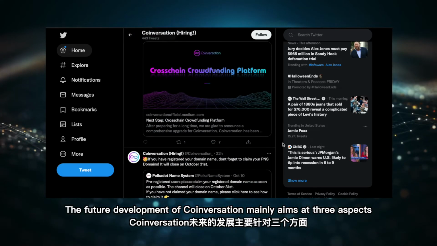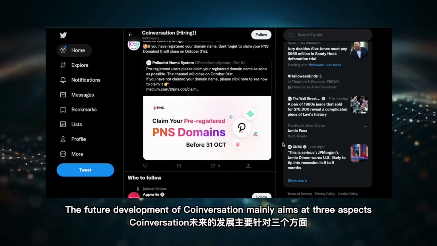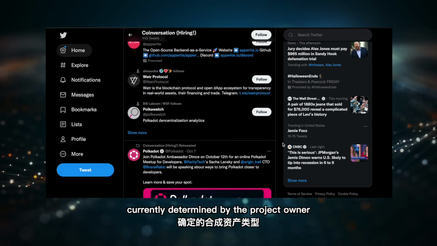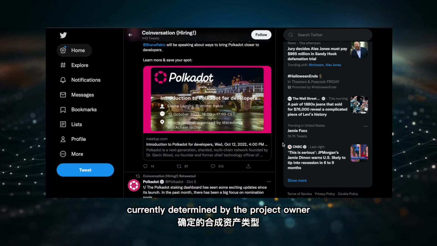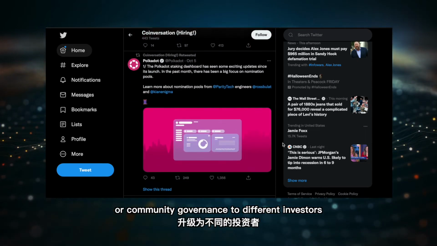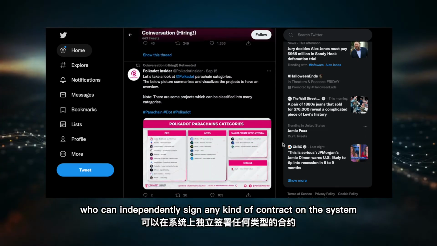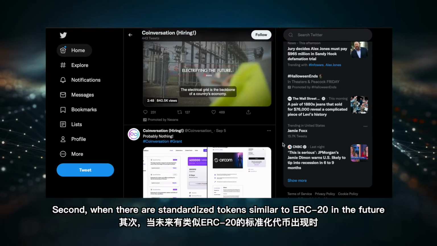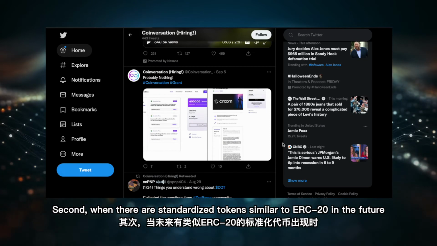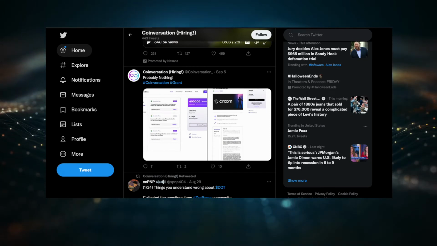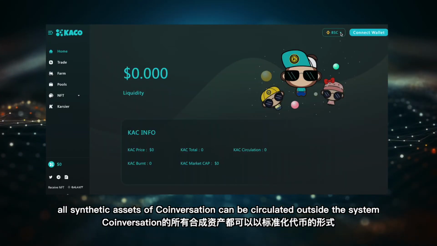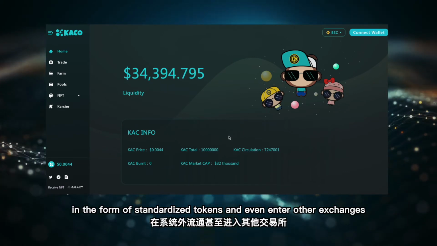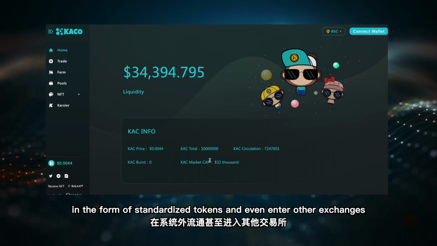The future development of Coinversation mainly aims at three aspects. First, upgrading the types of synthetic assets currently determined by the project owner or community governance to different investors who can independently sign any kind of contract on the system. Second, when there are standardized tokens similar to ERC20 in the future, all synthetic assets of Coinversation can be circulated outside the system in the form of standardized tokens and even enter other exchanges.